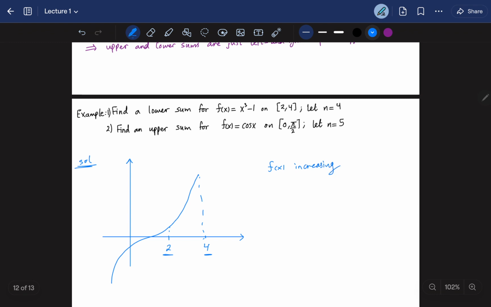Since my function is increasing, the lower sum is going to be a left endpoint approximation. Okay, why is that, right?